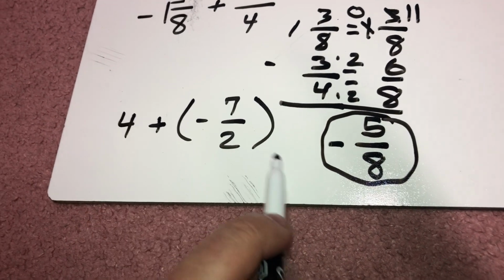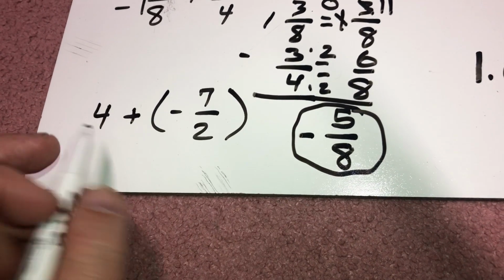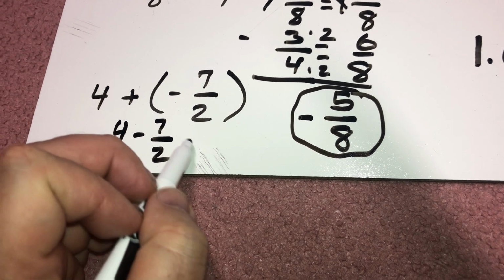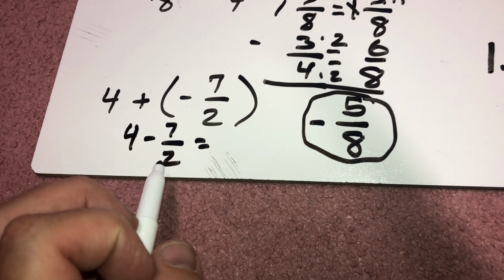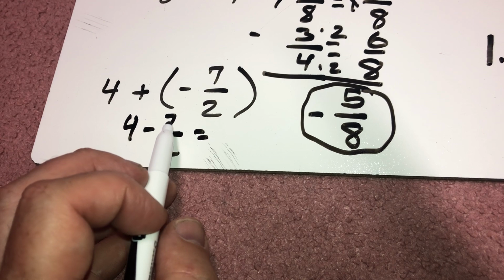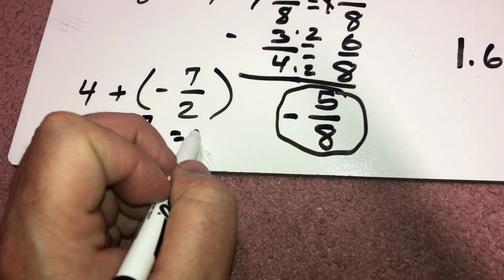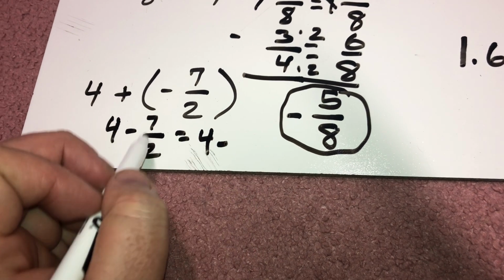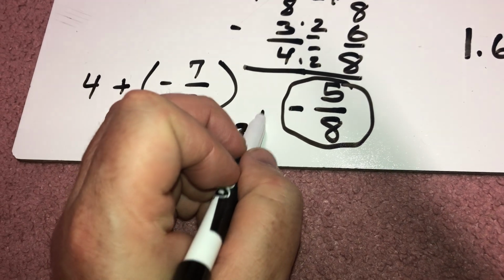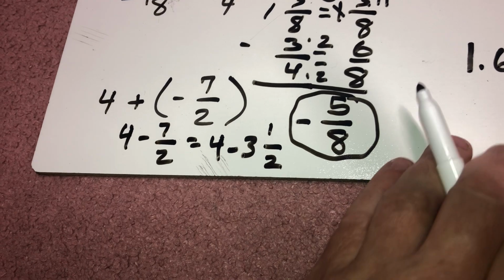4 plus a negative 7 over 2. Well, when I add a negative, remember I'm just subtracting. So it's basically 4 minus 7 over 2. Now, if I think about 7 over 2, 2 can go into 7 3 times. There'll be 1 left over. So that tells me that this 7 over 2 is the same as 3 and 1 over 2, because 2 can go into 7 3 times with 1 left over, so my denominator will be 2. So it's 4 minus 3.5.